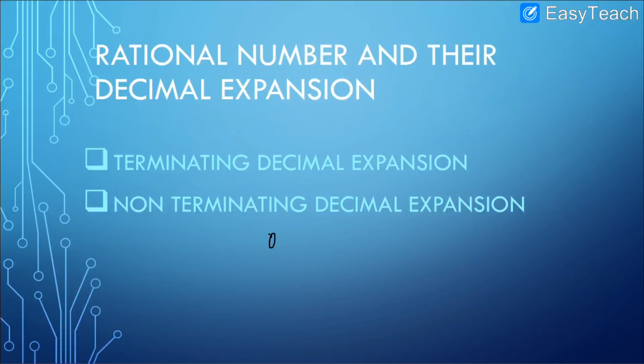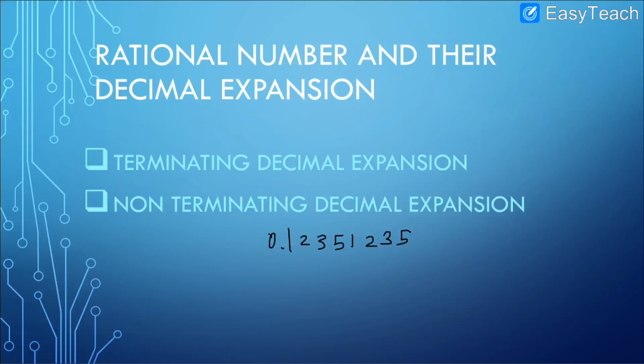For example, 0 point, sorry, 1, 2, 3, 5, and again it repeats 1, 2, 3, 5. The pattern is repeating. That is called non-terminating decimal expansion.